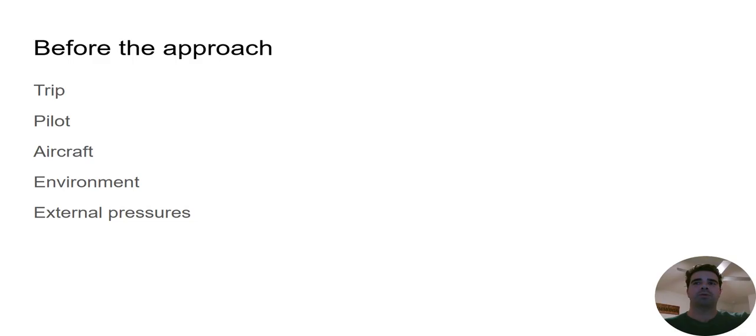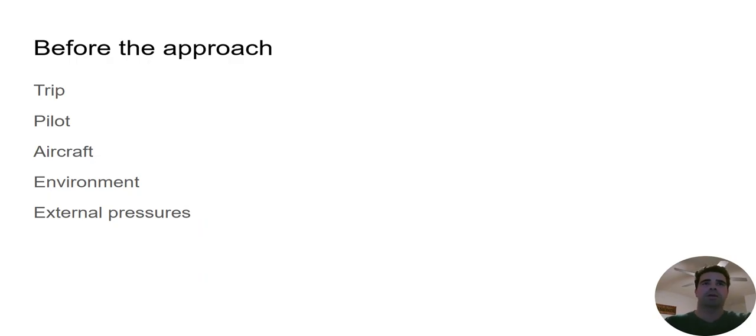Before our approach, we would want to know where we are on our trip. We would need to know what airports we're departing from and arriving to. We're in the en route phase right now, so we can expect an approach and start looking at its minimums and start briefing the plate.